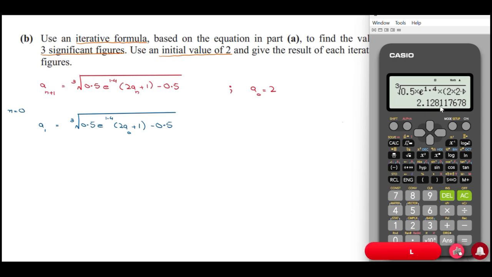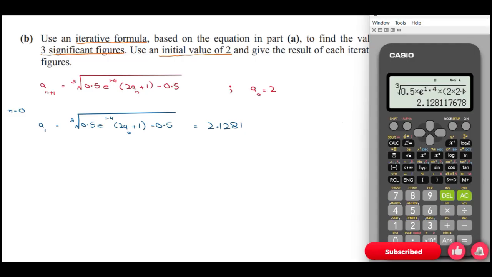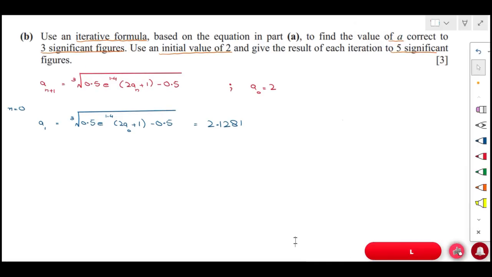2.128, and this is rounded to, no, it's 1. 1, 2, 1, 2, 3, 4, and 5. So let's keep the 1 as it is because the next digit is 1. So 2.1281. Double check. 2.1281. Yes.